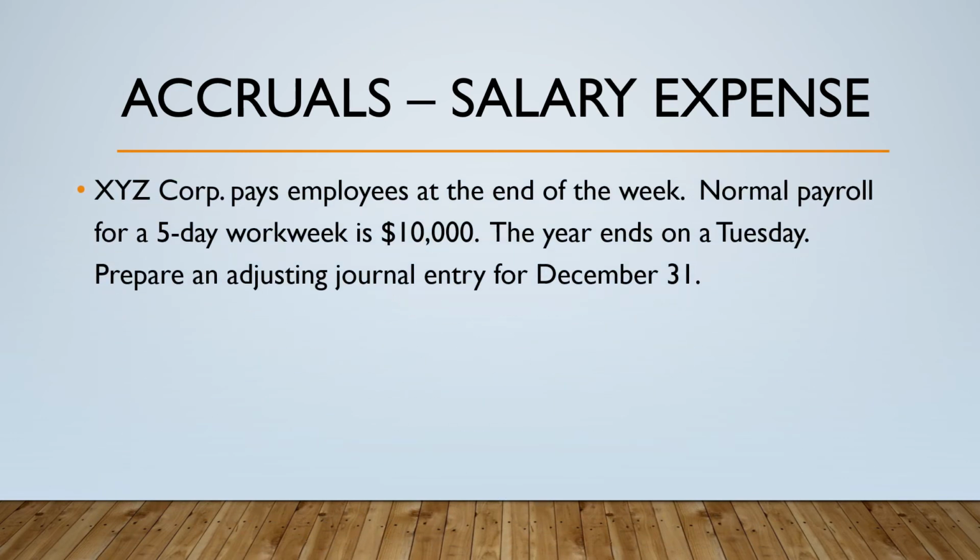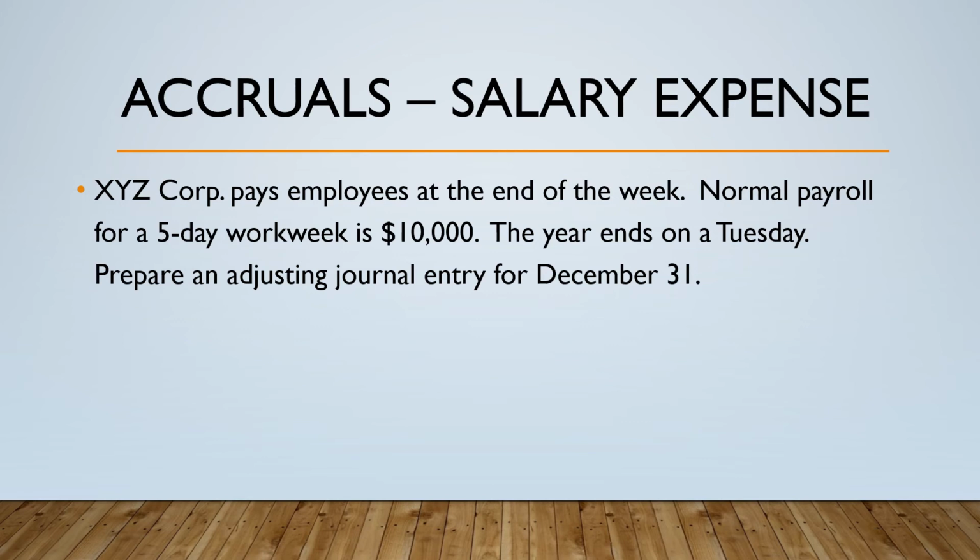So what we see here, XYZ Corporation pays its employees at the end of the week. Normal payroll for a 5-day work week is $10,000. The year ends on Tuesday. So that's where we go back to, Monday, Tuesday. They're not going to be paid till next year, but it's been earned this year. So according to the matching principle, the expense must be recorded when it was incurred. Therefore, the 2 days worth of salary in December should be expensed in December.